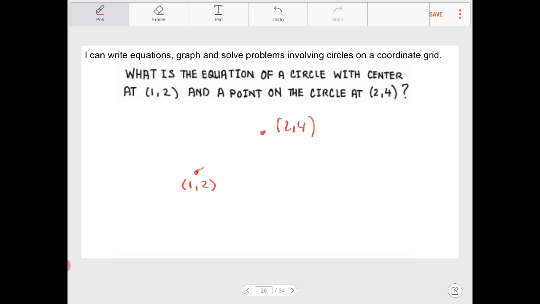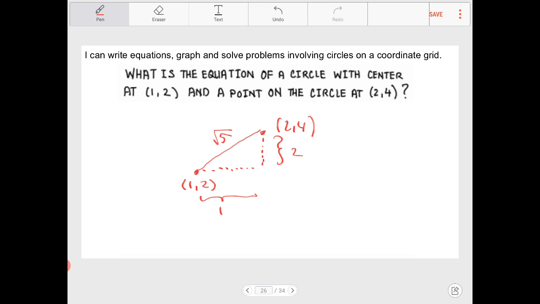So therefore, the distance between them has to be something, right? What we are going to do is quickly solve for what the radius is. I know that the change in x is 1, and the change in y is 2. So therefore, the hypotenuse here must be the square root of 5.